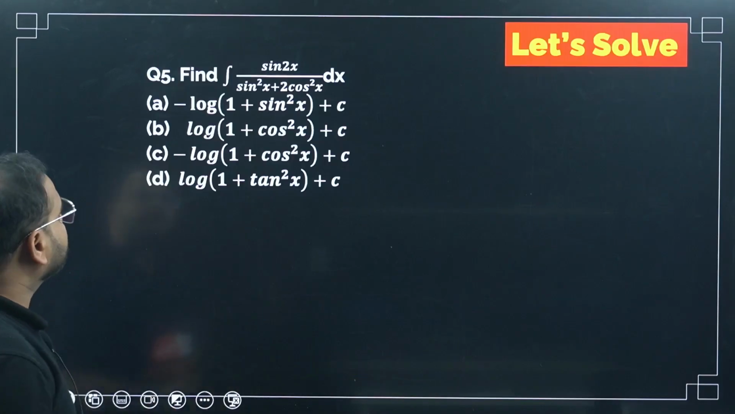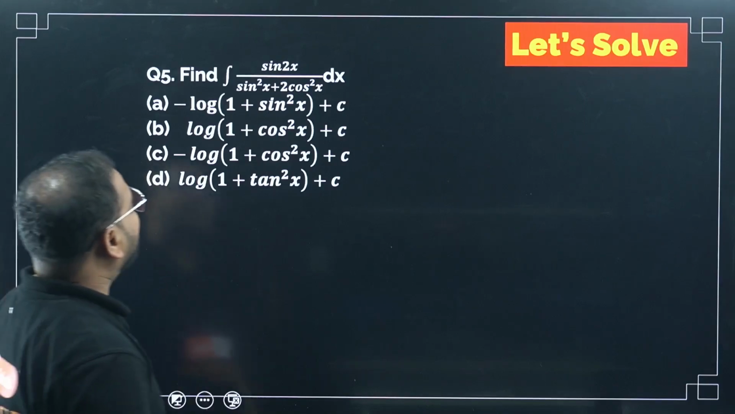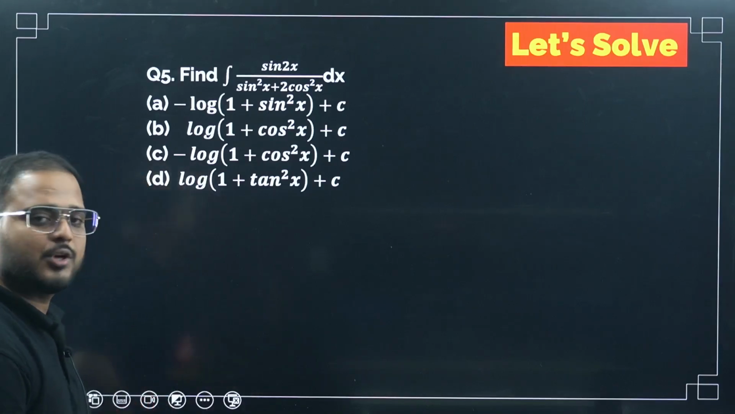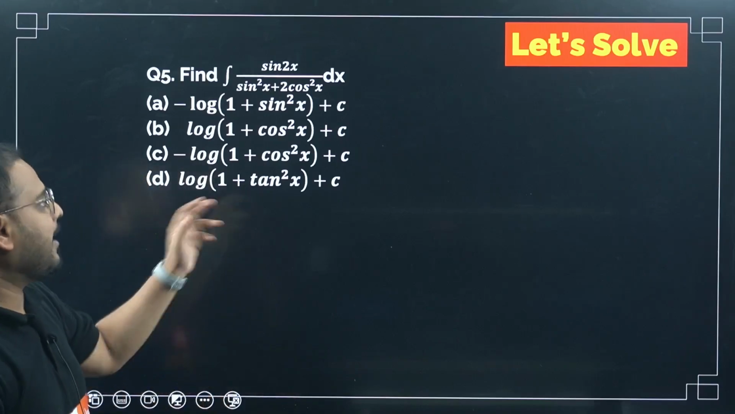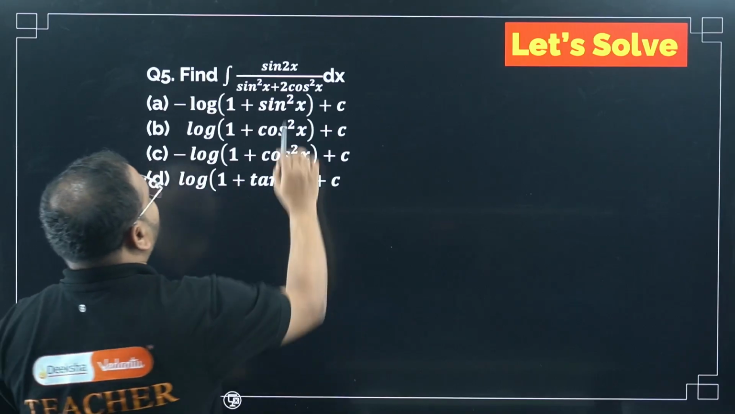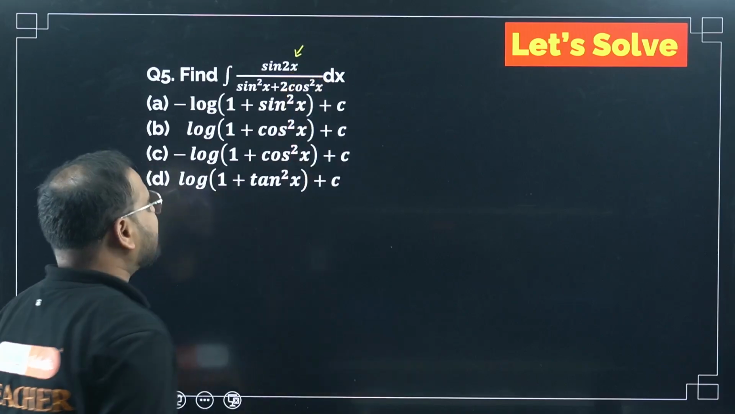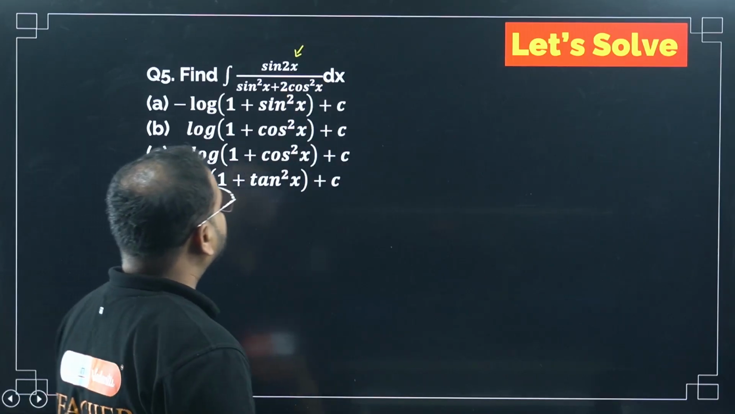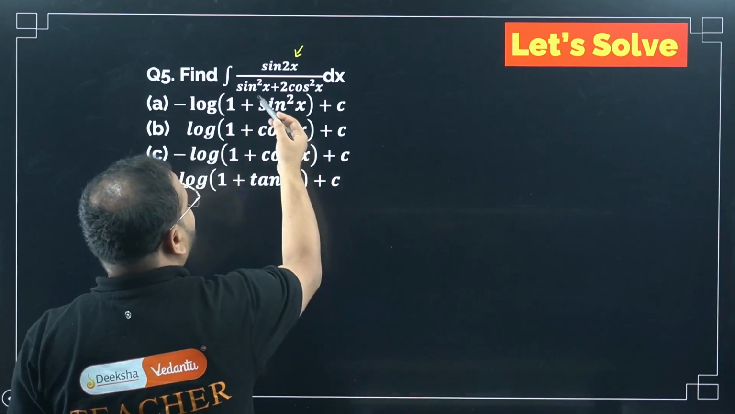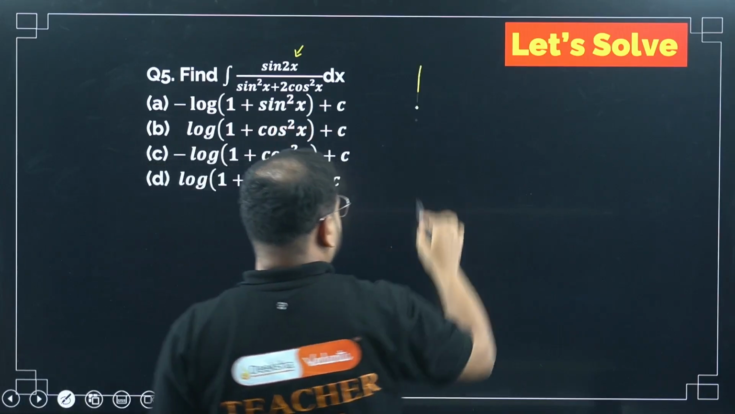Okay. Moving on. Integration of sine 2x upon sine square x plus 2 cos square x. We have 4 options given here. I have to use some formula here. Sine 2x is there, right? So I have to use something over here. How can I use it? Please have a look. I have to transform something.